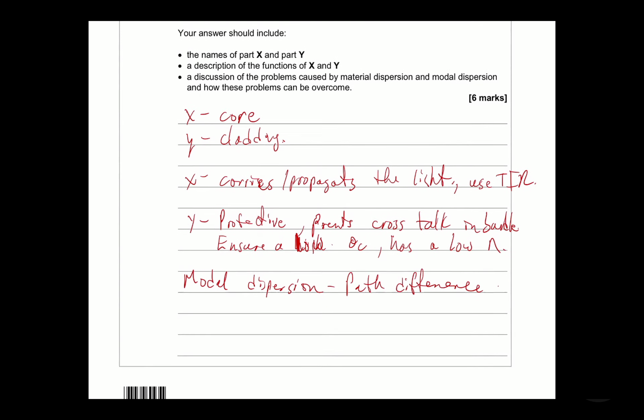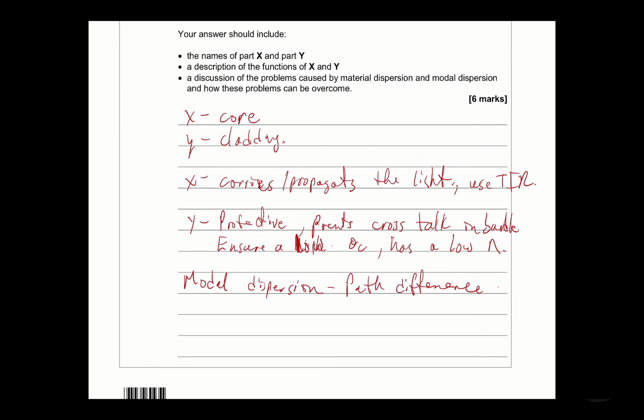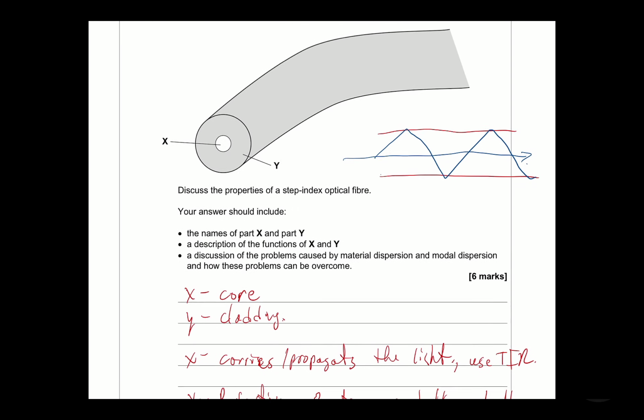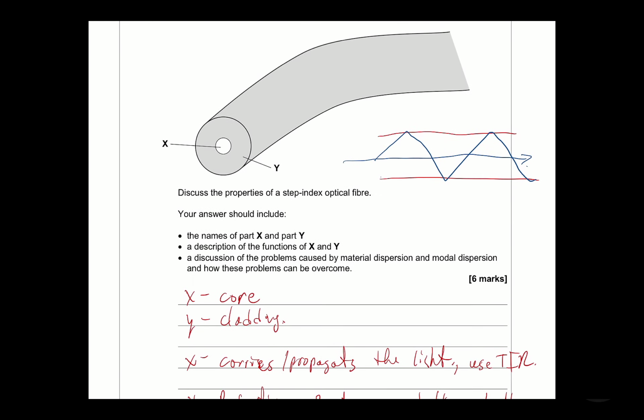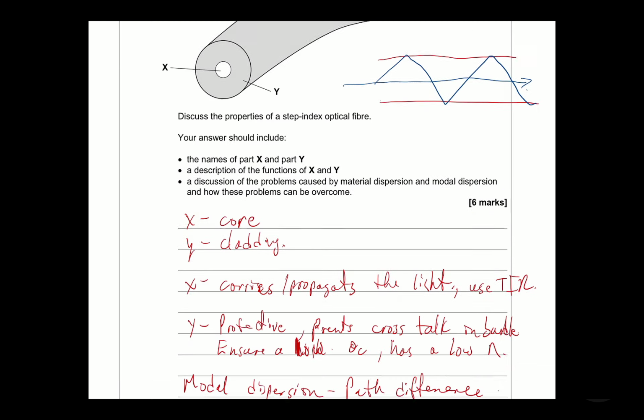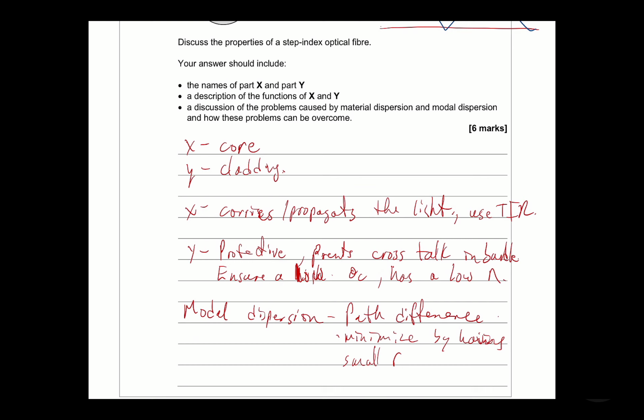Okay, and the way that we minimize that is by having a small radius. Okay, so make sure that X is as thin as possible. Okay, the other thing is that you want to have as short a cable as possible.